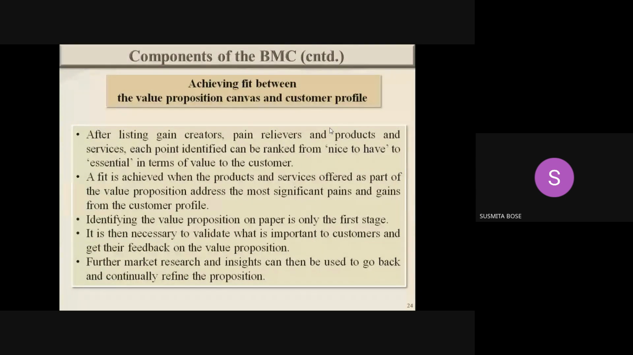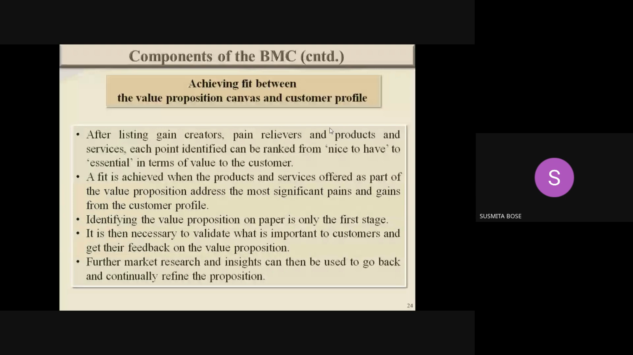Okay, so achieving fit between this value proposition canvas and customer profile, how to do that? After listing the gain creators and pain relievers and products and services, each point identified can be ranked from nice to have to essential in terms of value to the customers. So you have to list down the products that you are offering, like the luxury products or the nice to have products, and there are some products which are essential products, like spices or toiletries.